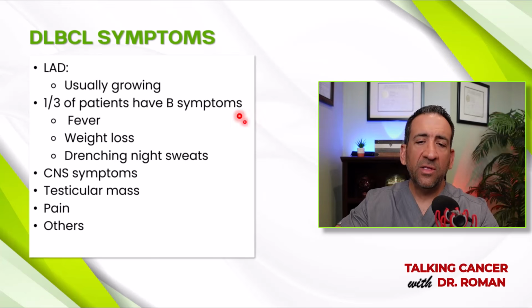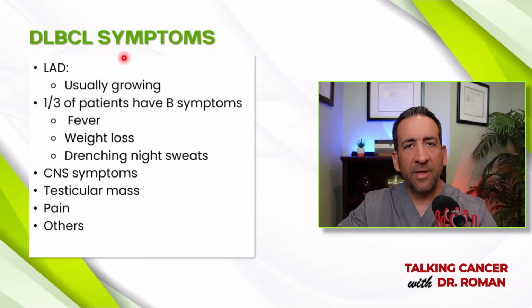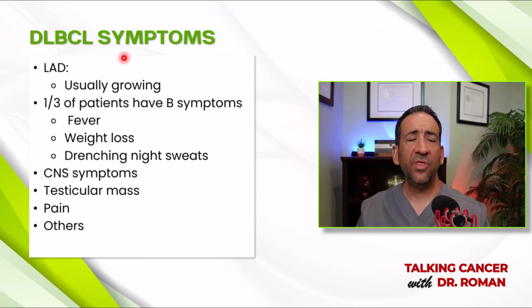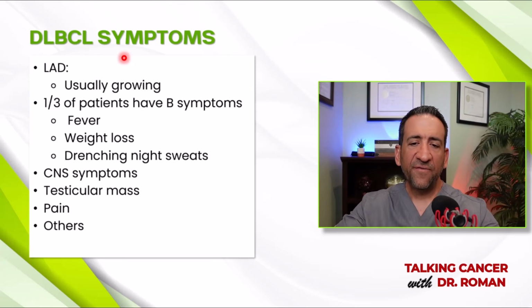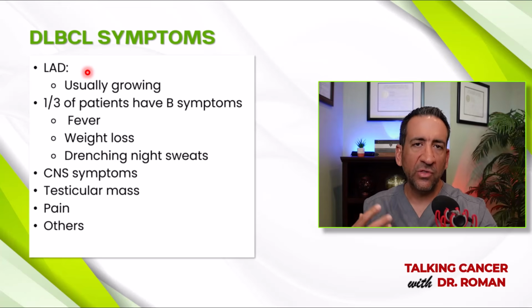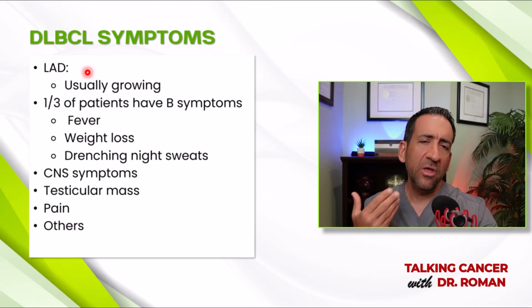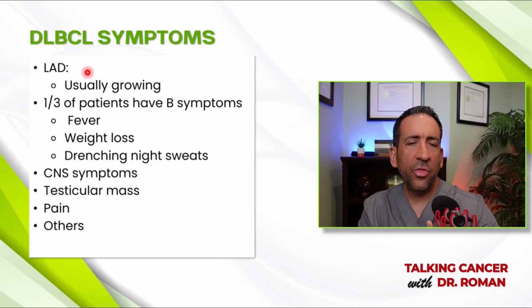Okay, so now let's move on to diffuse large B-cell lymphoma symptoms. And these are the symptoms or the complaints that most patients have. Now, the first one is what we call lymphadenopathy. That means that you have a lymph node somewhere in your body that is enlarging. It is growing. And a lot of times patients will tell you that they feel a lymph node growing in their neck or under their armpit, for example. And in due time, it is continuing to grow. Very important. So if that's happening to you, seek medical attention.